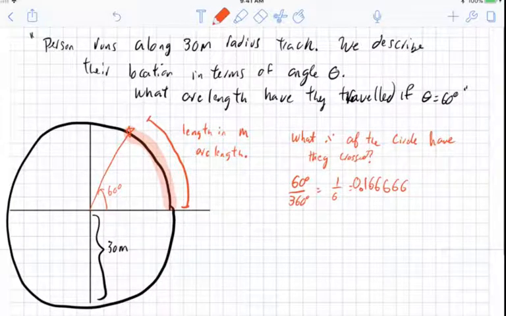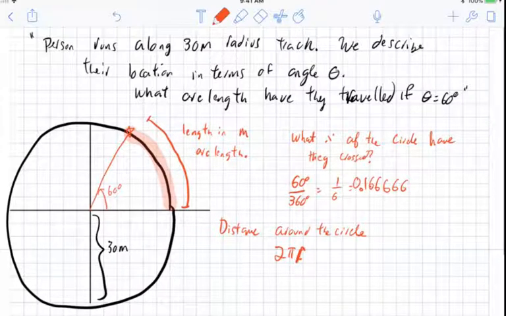The total distance around the circle is 2 pi r. It's the circumference. 2 times pi times 30. So it's 188 meters around the circle in total.